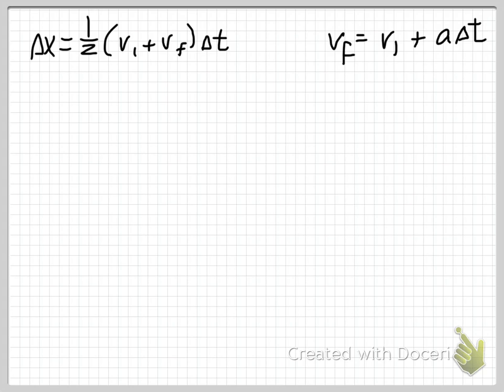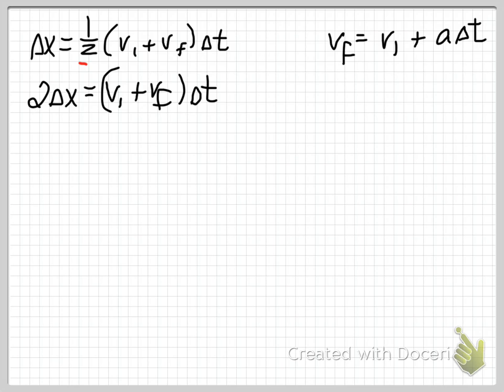Let's do the 4th. Okay, so we've got those 2. We're going to do a couple things. We're going to get rid of this half because we're going to end up using this equation and we want to just have it rationalized. So if we multiply everything by 2, we get 2 delta x equals vi plus vf times delta t. Okay.